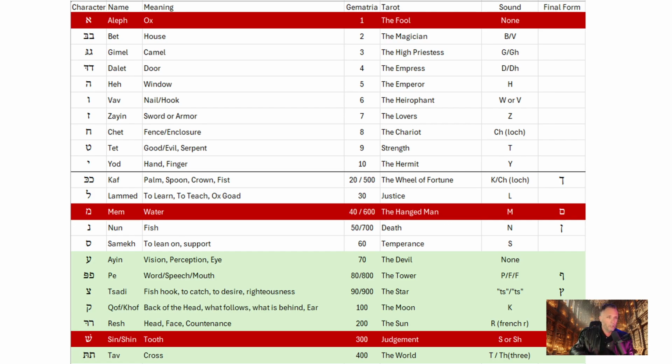what sound they make. The red here on the screen, those are the three mother letters. Anything with two characters listed is one of the seven double letters. And the rest are the elemental letters. Final form, those are what the letters look like if they come at the end of a word. They'll talk a little bit about that.